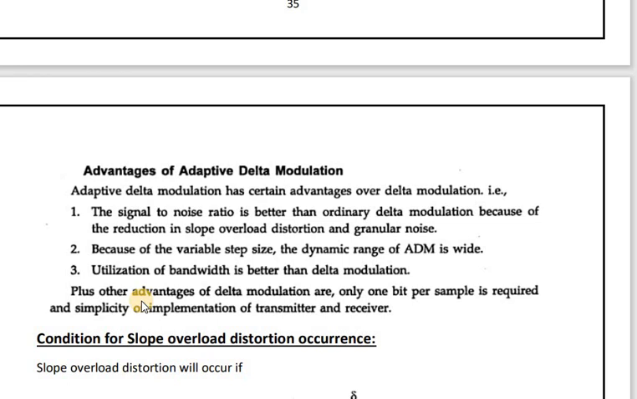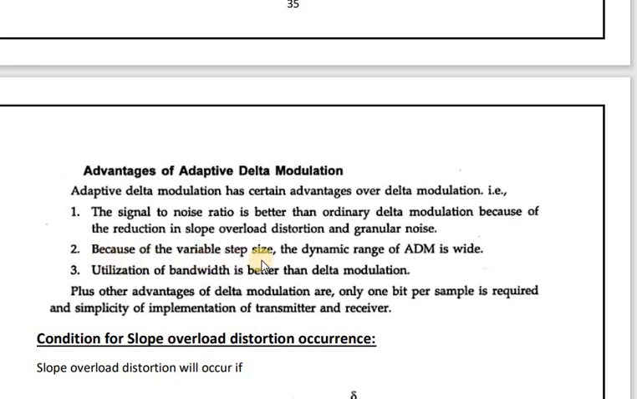Correct. So now we'll see what the advantages of adaptive delta modulation are. Very first advantage is that the signal to noise ratio is better than ordinary delta modulation because of the reduction in slope overload distortion as well as granular noise. ADM has certain advantages over DM, that is, adaptive delta modulation has many more advantages than delta modulation. So the signal to noise ratio is better because it is reducing both errors, slope overload as well as granular noise.